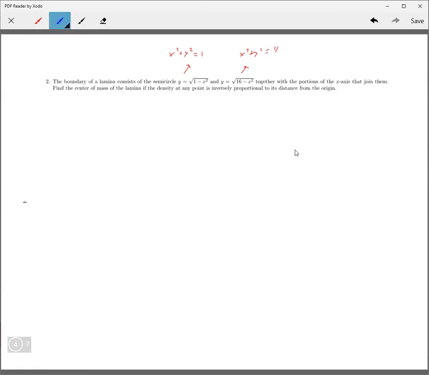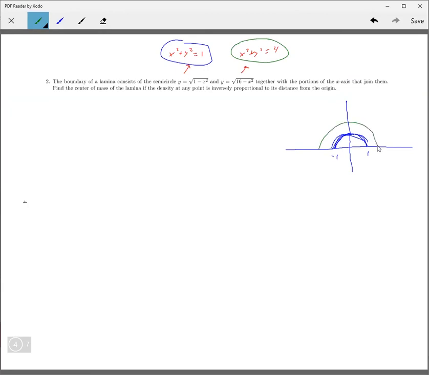So the region is going to look something like this. If this is the xy-axis, and this is 1, that's going to be the top part, this part here. And then this one will be radius 2. And it says the x-axis. Okay.